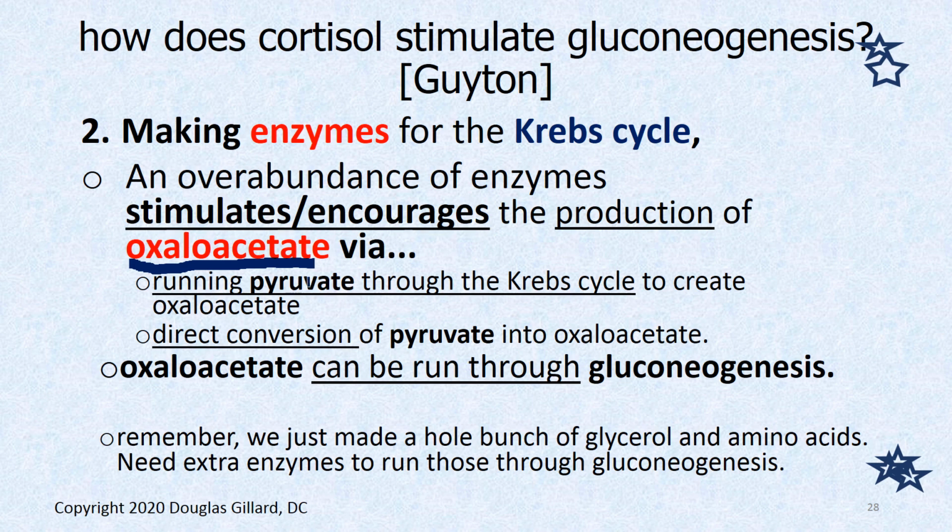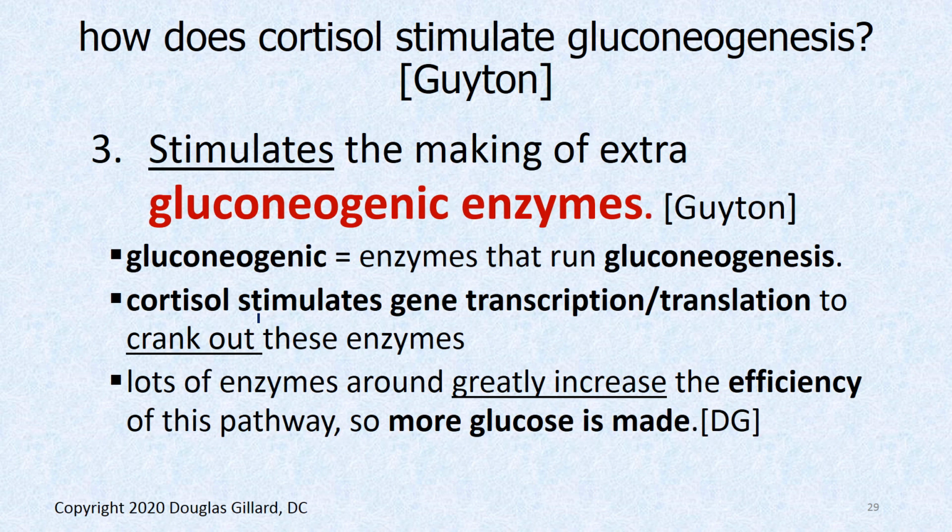Oh, there it is right there. I should have just read my slides. So running pyruvate through the Krebs cycle creates oxaloacetate. You can also take the pyruvate and not bother with the Krebs cycle and convert it directly into oxaloacetate. Did you know that little trick? I'll show you that little trick too. See, you're going to learn a little biochemistry here. All right, what else can it do? Same thing, the gluconeogenic enzymes, it can stimulate them to make sure that we have plenty of enzymes for gluconeogenesis as well.